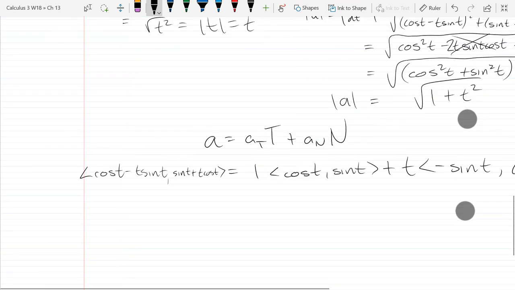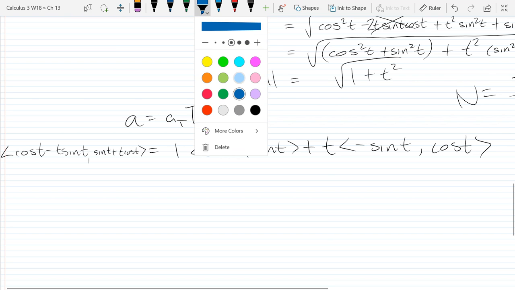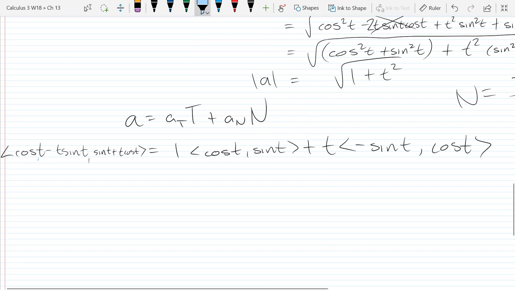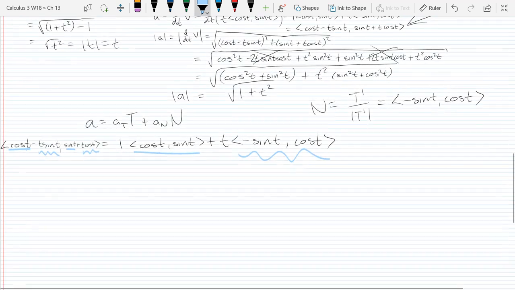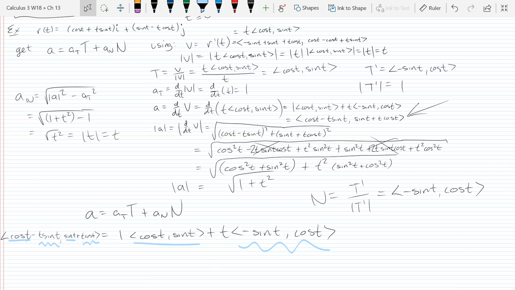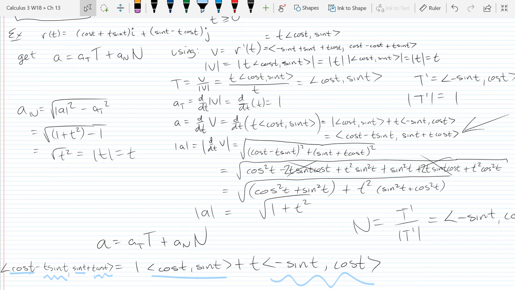Now, are these the same? Better be the same. So we got our, let's see, what would that be? The tangential component right there, and then the normal component is the second part right there. So you basically see them both show up. All right, so that is how to break down motion into acceleration and velocity components.